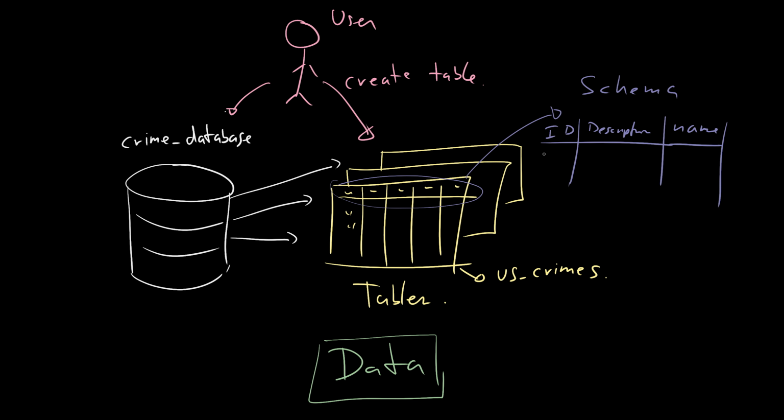And then here, ID should be an integer. And then description should be a string. And name should be a string. So this is a schema, right? Because there's a schema, you're not allowed to put a number on the column description, or you're not allowed to put a number on the column name. And for ID, you have to put a number. The schemas are basically rules on what kind of data can be put in your table.